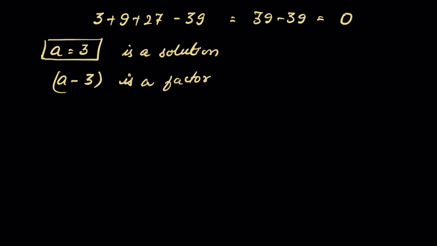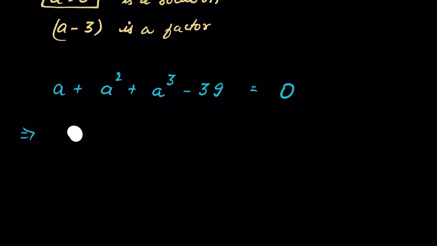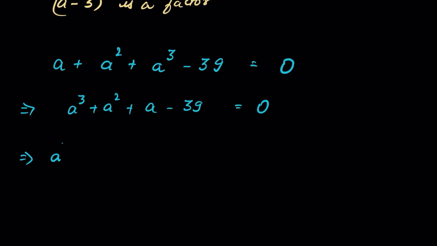Now we have a plus a square plus a cube minus 39 equals 0, or we can rearrange it and write it as a cube plus a square plus a minus 39 equals 0, or a cube plus a square we can write as minus 3a square plus 4a square plus a as minus 13a plus 12a plus 13a, then minus 39 equals 0.